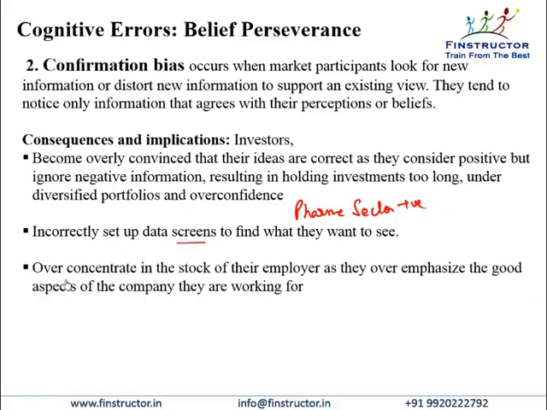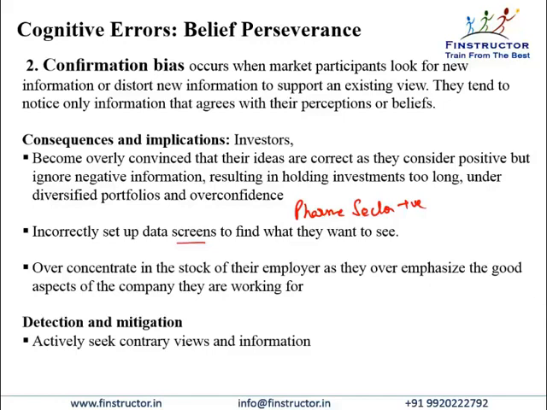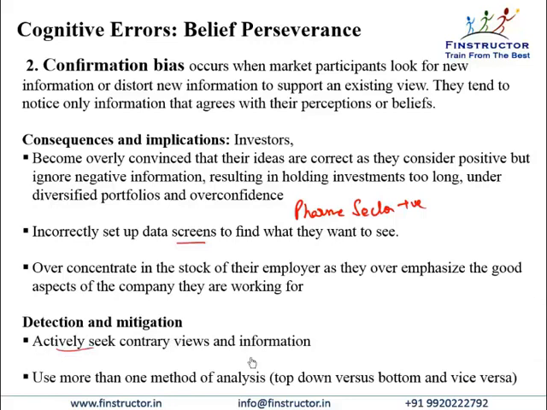Confirmation bias may also result in over-concentration in the employer's stock, because they work for the employer, so they want confirmation for that and they feel that the employer's stock is going to be a good investment. To detect and mitigate this bias, investors must actively seek contrary views and use more than one method of analysis. So if you're generally following the top-down method, also do a bottom-up analysis to see if your view remains the same or if you find some additional information. So seek contrary views, and use more than one method of analysis.